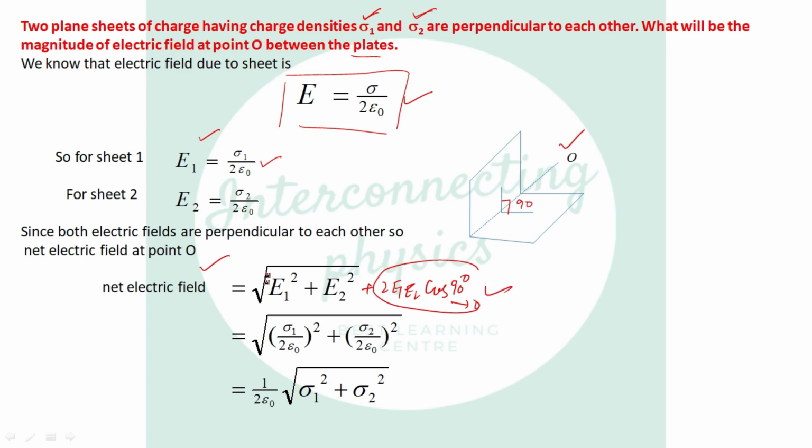So we write only the square root of E1 square plus E2 square, meaning the resultant of these two vectors is under root of E1 square plus E2 square. Substitute the values of E1 and E2 and get the result.